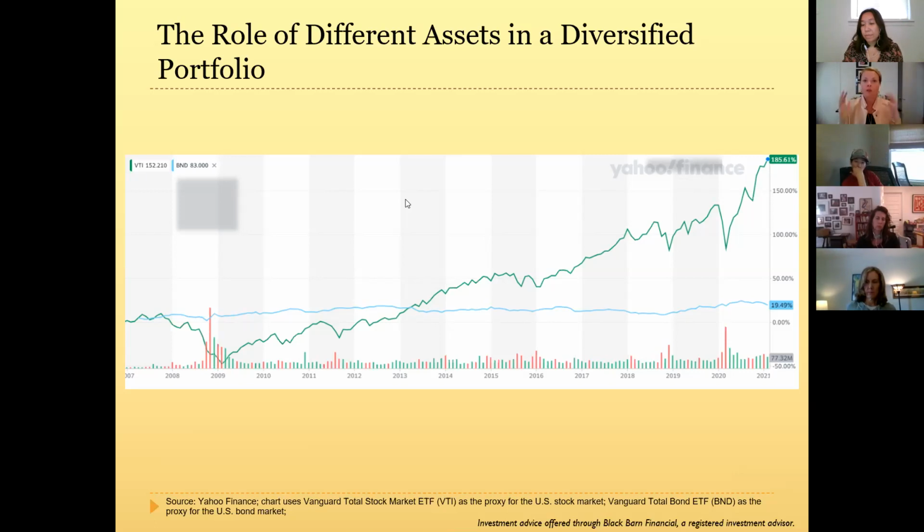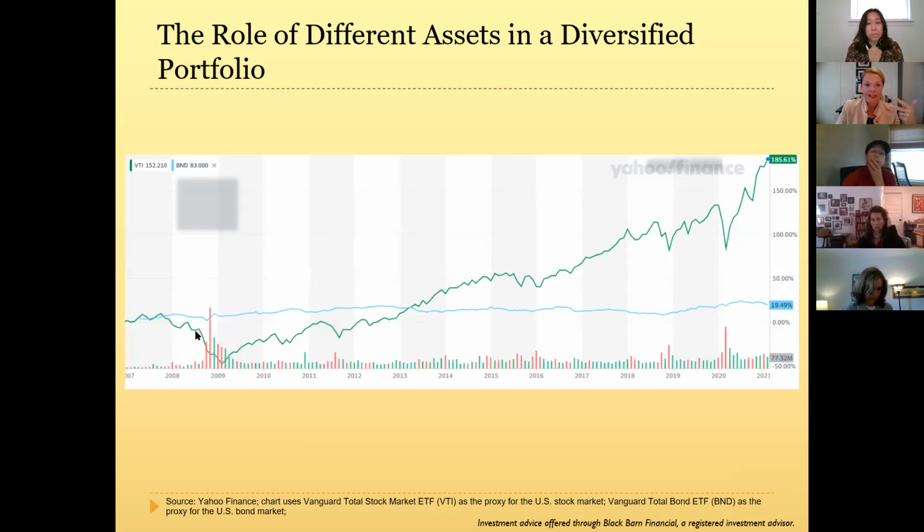Most people don't just have one thing or the other. They have a mix of things, and different assets have different roles in your portfolio. So here we have the two basic asset classes that we've talked about, stocks and bonds. Stocks are this dark green line. This is a chart showing the price of the Vanguard Total Stock Market Index Fund from the beginning of 2007 until yesterday.